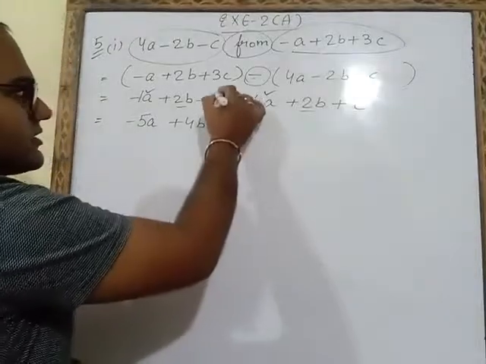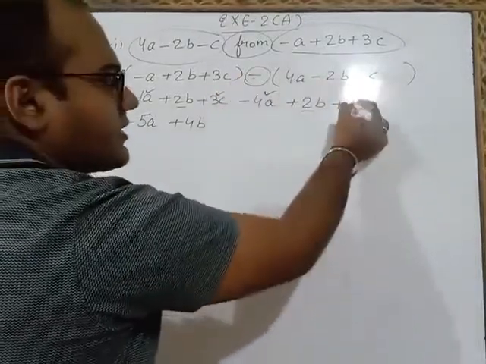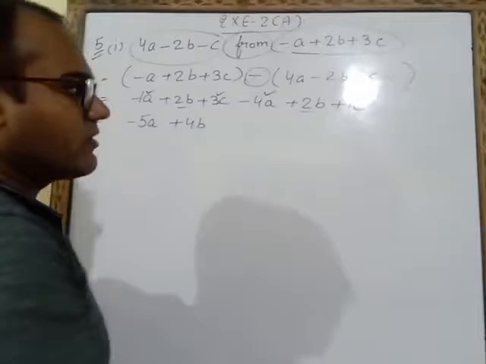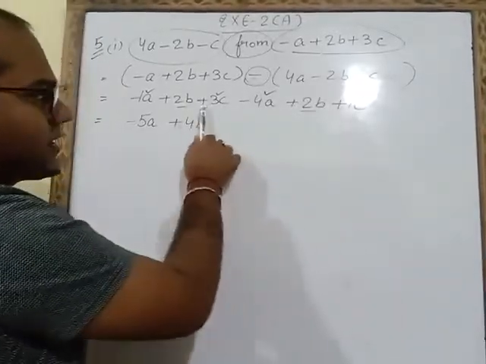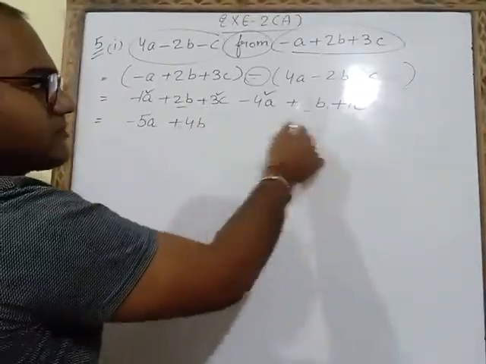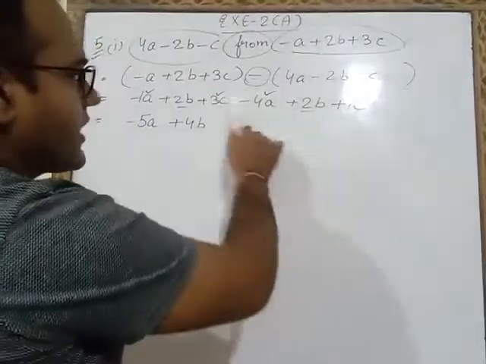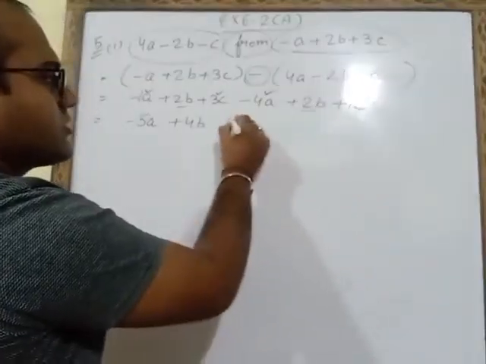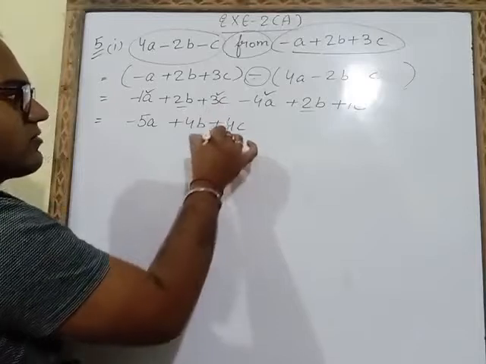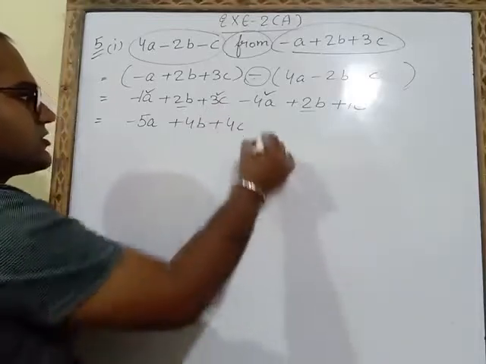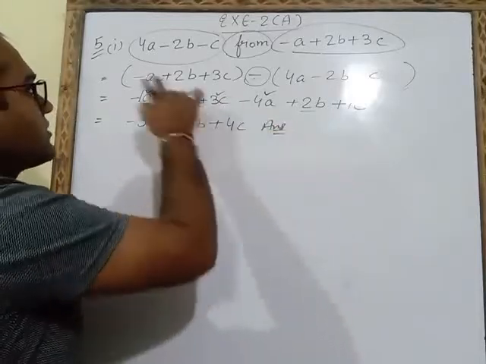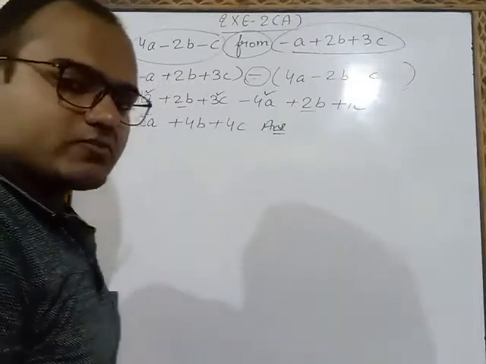Now another one, these two are like terms. Here no number is given, so we will take 1. Now this is plus 3 and this is plus 1. Plus plus plus, so we have to add these two. 3 plus 1 will be 4c. 3c is greater, so we will put the sign of plus here. So this is your final answer of 5th question, first part.